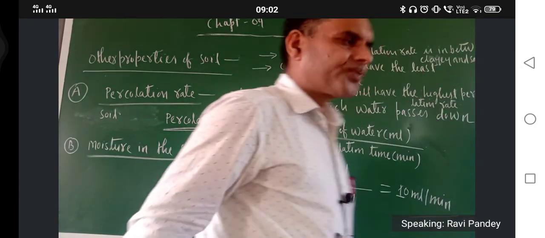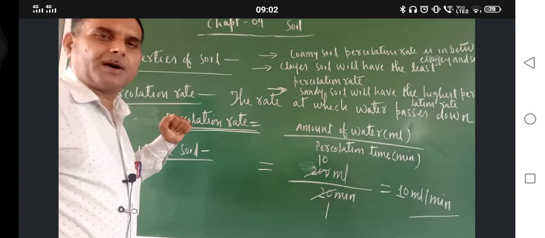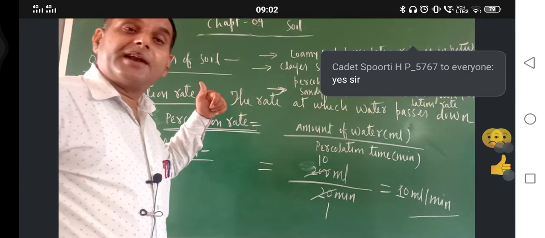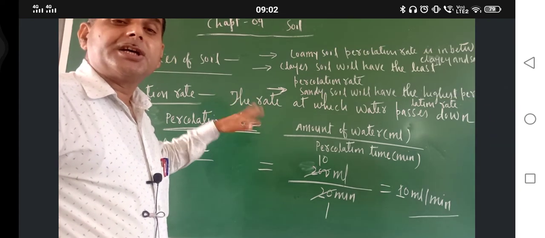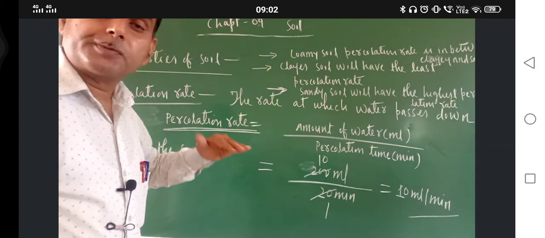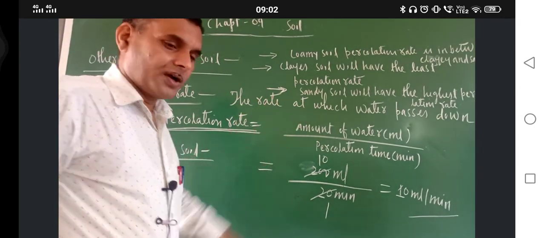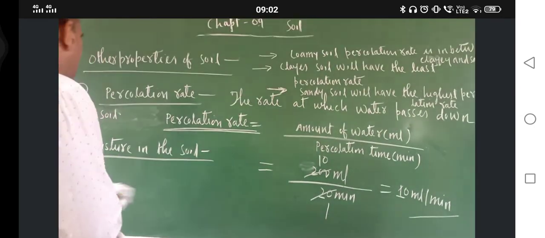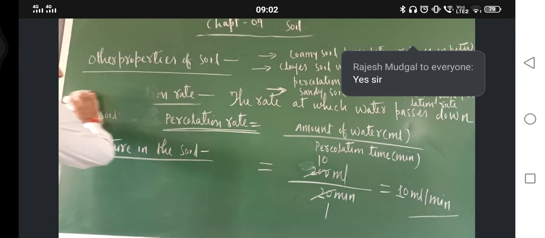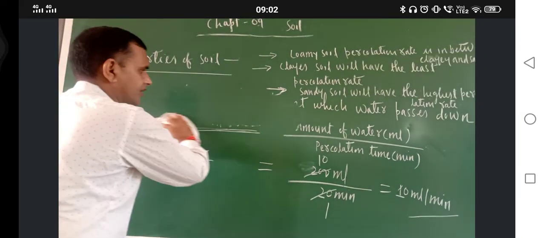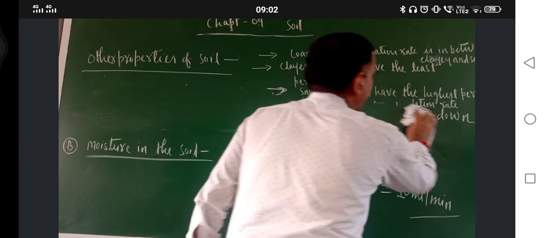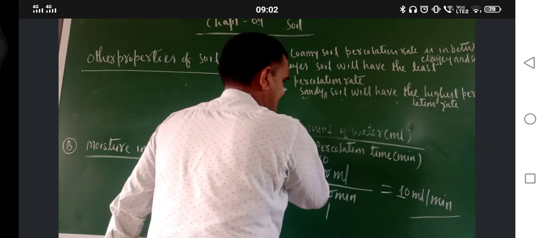What is that one? Water retention power and percolation rate are inversely proportional. Whose percolation rate is highest, their water retention power will be low. So just see, here I will write. Now I am writing this one, percolation rate. Those points you keep noting.